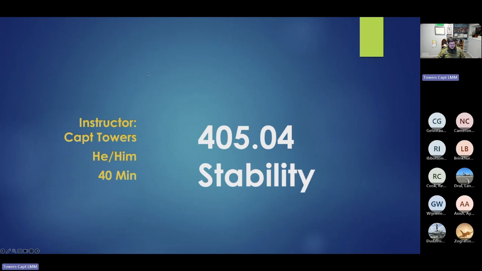We've got 4 classes to go through tonight. Starting off with 405.04, stability. Captain Towers, and this should be 40 minutes long.